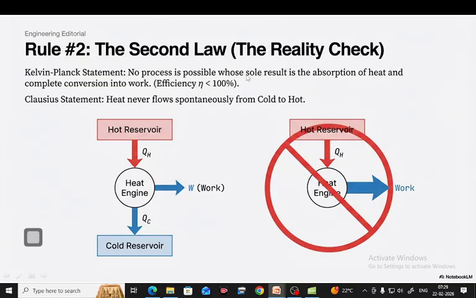Rule 2, the second law, the reality check. Kelvin-Planck statement: no process is possible whose sole result is the absorption of heat and complete conversion into work. Efficiency eta is always less than 100%. By this statement, heat never flows spontaneously from cold to hot. Here is the hot reservoir, this is the heat engine, this is the cold reservoir, QH, QC, and this is the work.